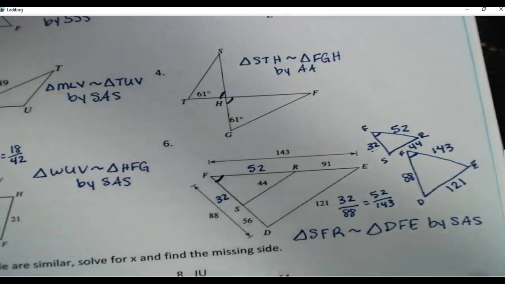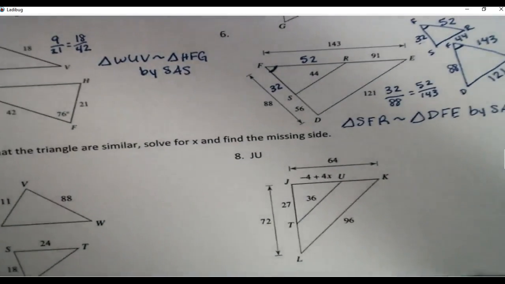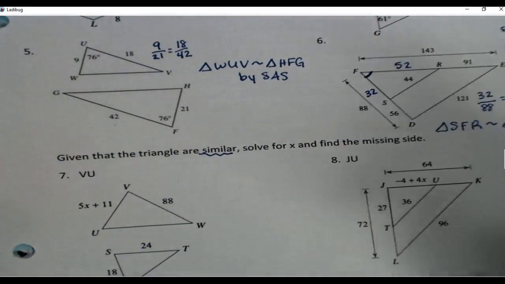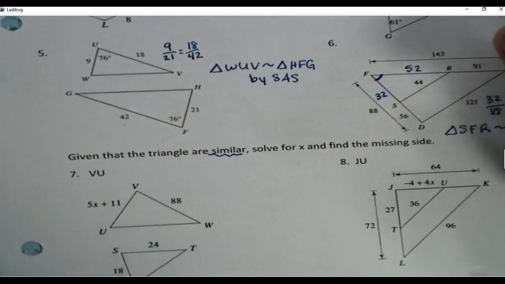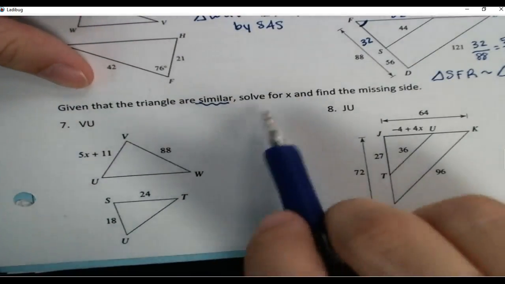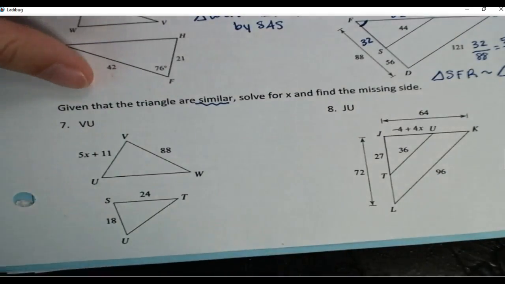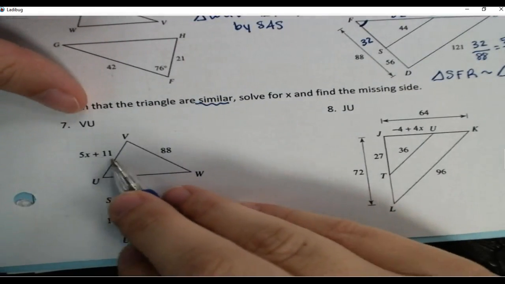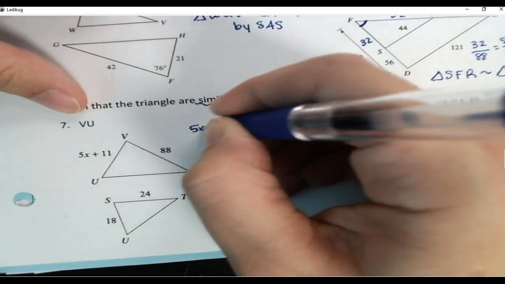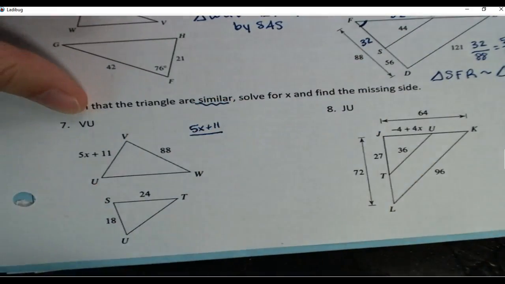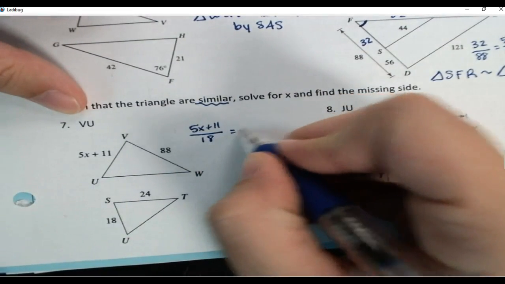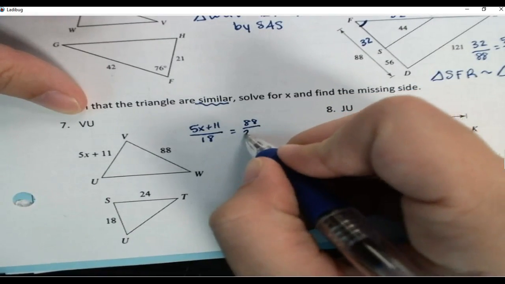Alright, let's look at 7 and 8. In 7 and 8, we want to solve for x. It tells us that the triangles are similar. If the triangles are similar, that means our angles are congruent and our sides are proportional. So if I want to find the missing sides or solve for x, I can set up the proportions. So I've got 5x plus 11 over, and it matches the 18, and then 88 over 24.